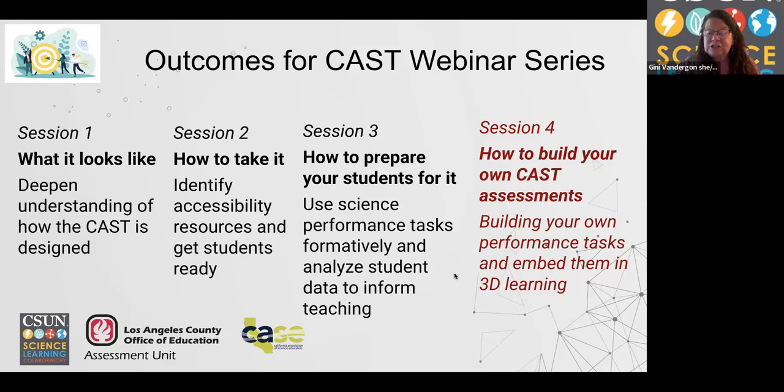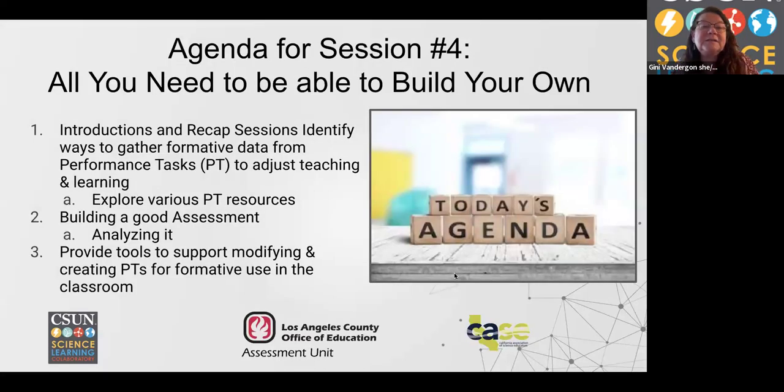So again, our agenda is introductions and recap. And then we really want to spend most of our time on number 2 and 3, which is how to build a good assessment by looking at some that have already been built, and then how you might model doing that for yourself, and then providing you some tools to support modifying and creating performance tasks for formative use in the classroom. And our goal here is that you don't always have to reinvent the wheel. There's ways to start with a performance task that you already have and make it better and more 3D aligned.